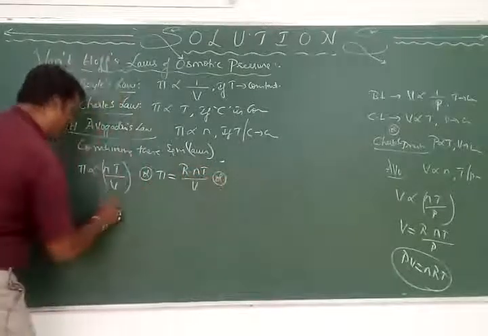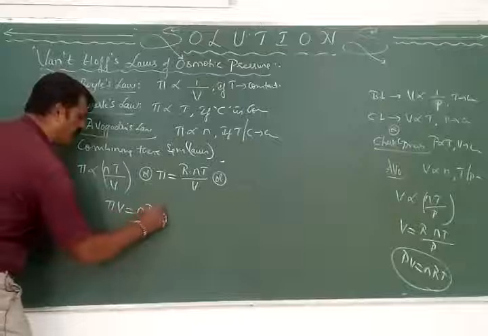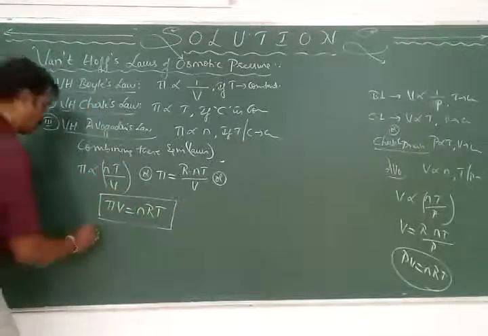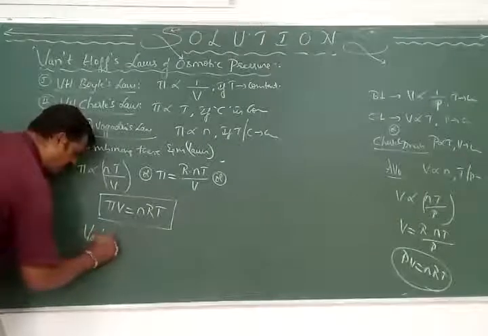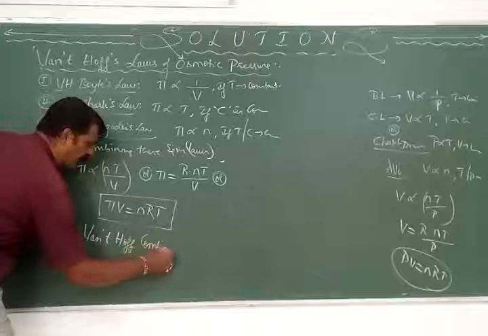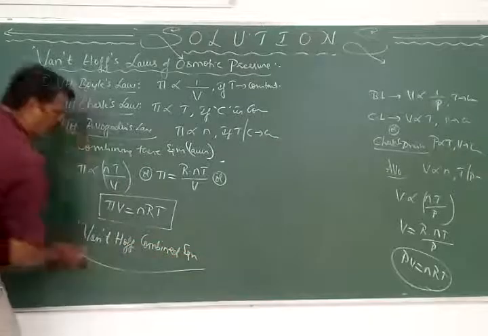R pi V is equal to nRT. What is this? Pi V is equal to nRT. This is called Van 't Hoff's combined equation. What equation? Van 't Hoff's combined equation.